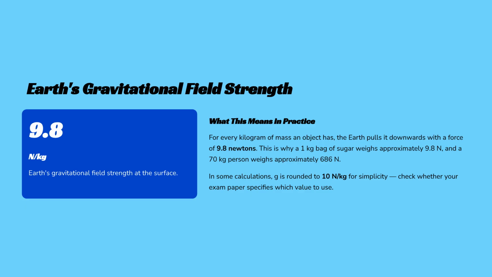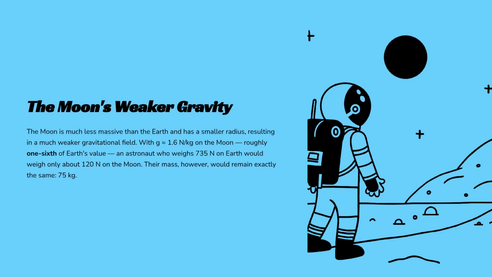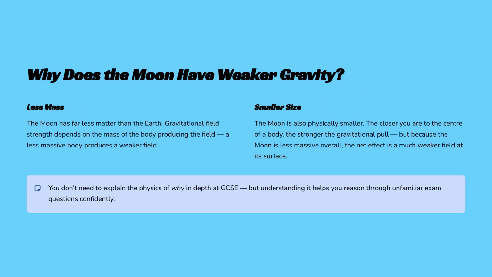On Earth, the standard gravitational field strength is 9.8 newtons per kilogram. Sometimes, exam papers simplify this to 10 for easier calculations, so always check your specific paper. The Moon has a much weaker gravitational pull because it is less massive and smaller than Earth. Its field strength is only about 1/6 of our own. The Moon's weaker gravity is due to its lower mass and smaller physical size. These factors combine to create a much lower surface gravity compared to Earth.